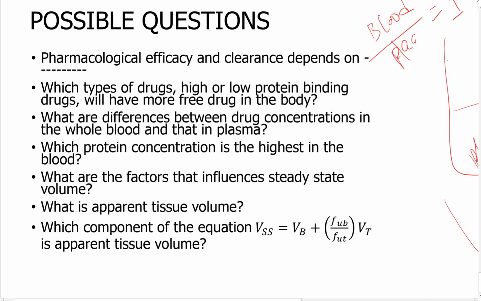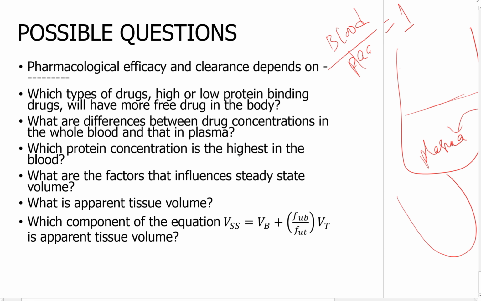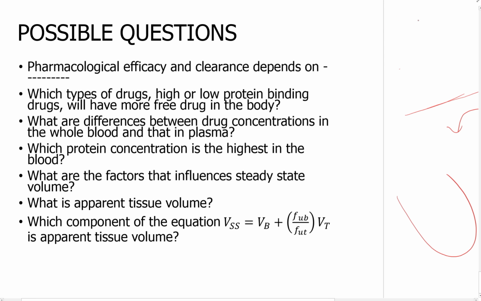What are the factors that influence a steady state volume? Which protein concentration is the highest in the blood? Albumin. What are the factors that affect the steady state volume? If you look into this, fraction unbound in the blood, fraction unbound in the tissue, and also the type of the drug. Type of the drug, hydrophilic or hydrophobic, will influence.